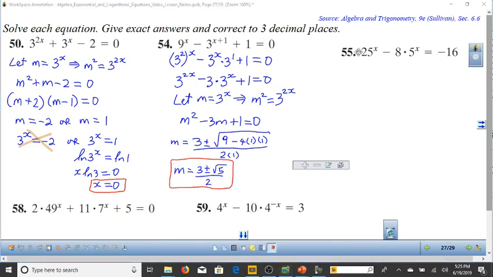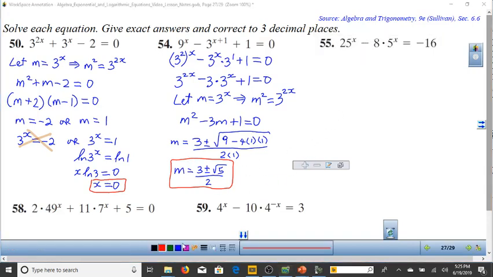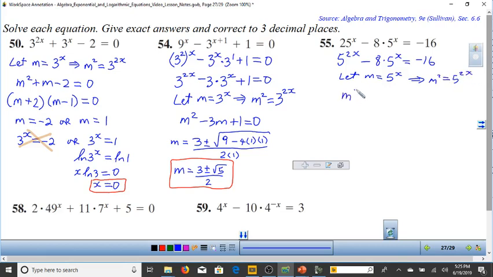So if you were to do number 55, you'll just think about it in a similar way. We'll recognize that 5 squared is 25. So 25 to the x is 5 squared to the x. And we can just say that this can be written as, let m equal 5 to the x. So m squared would be 5 to the 2x. So we have m squared minus 8m plus 16 equal to 0. You can see that factors to be m minus 4 times m minus 4, which means m has to be equal to 4. So that means 5 to the x is equal to 4.